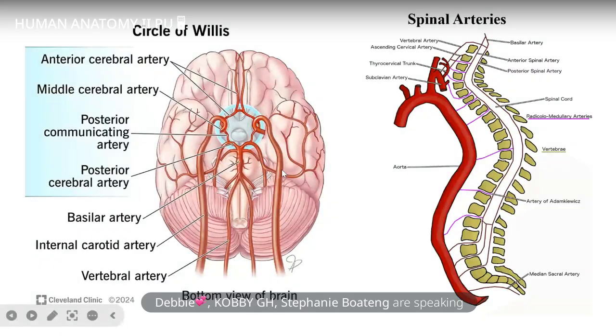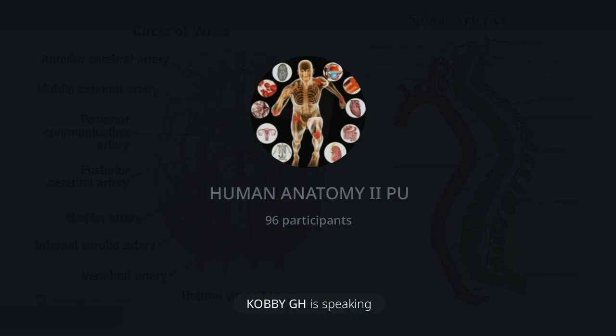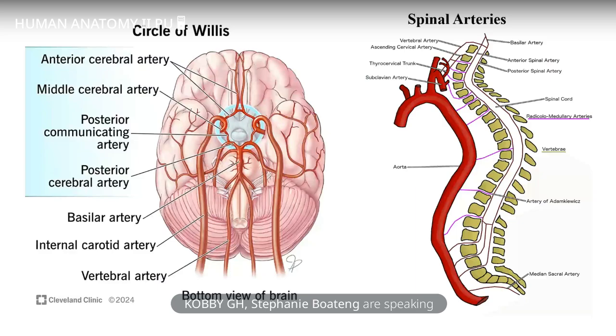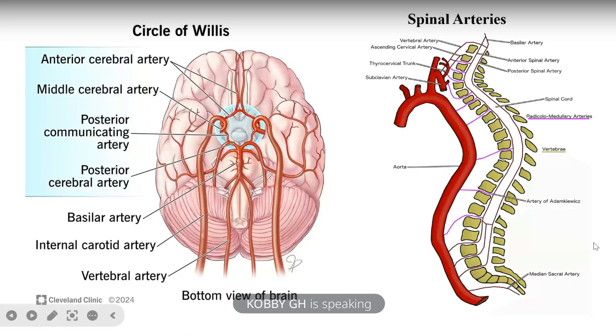Look at this big one. There's the left internal carotid artery. But in all, it's the same. Whether right internal carotid artery or left, it's still the same internal carotid artery. Okay. Then we have the vertebral artery. So these two down here are also the vertebral artery.